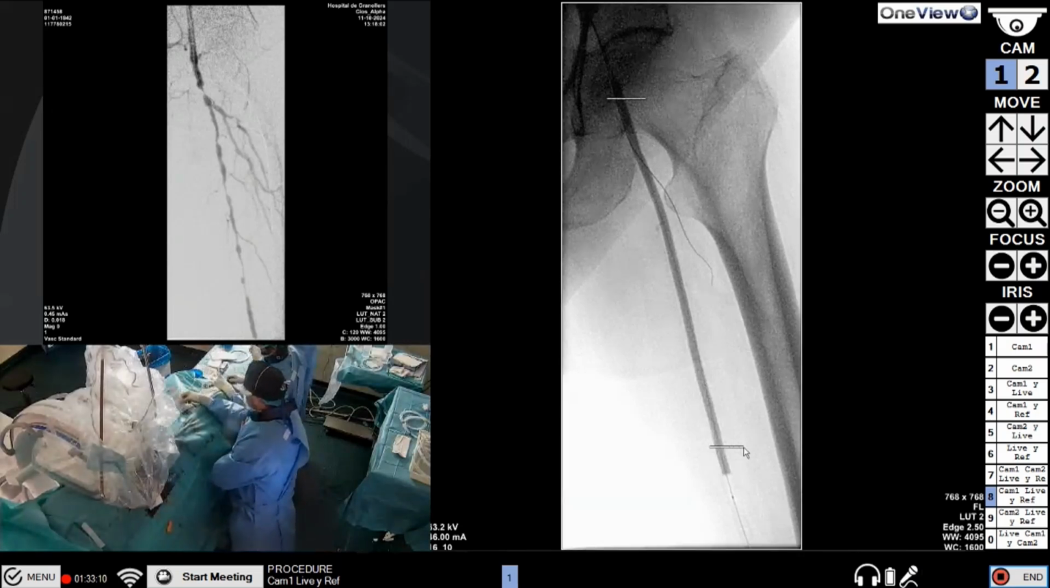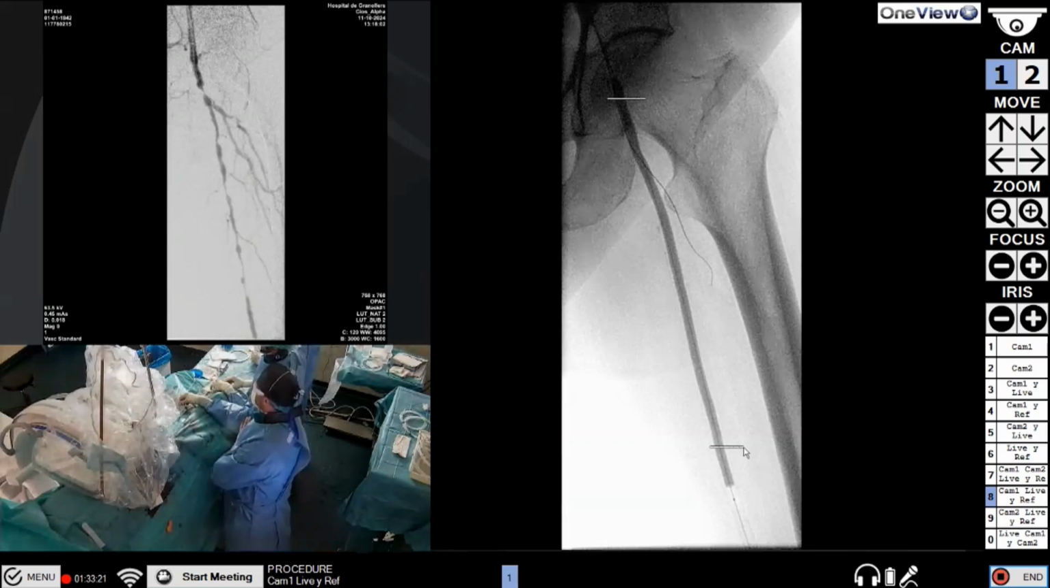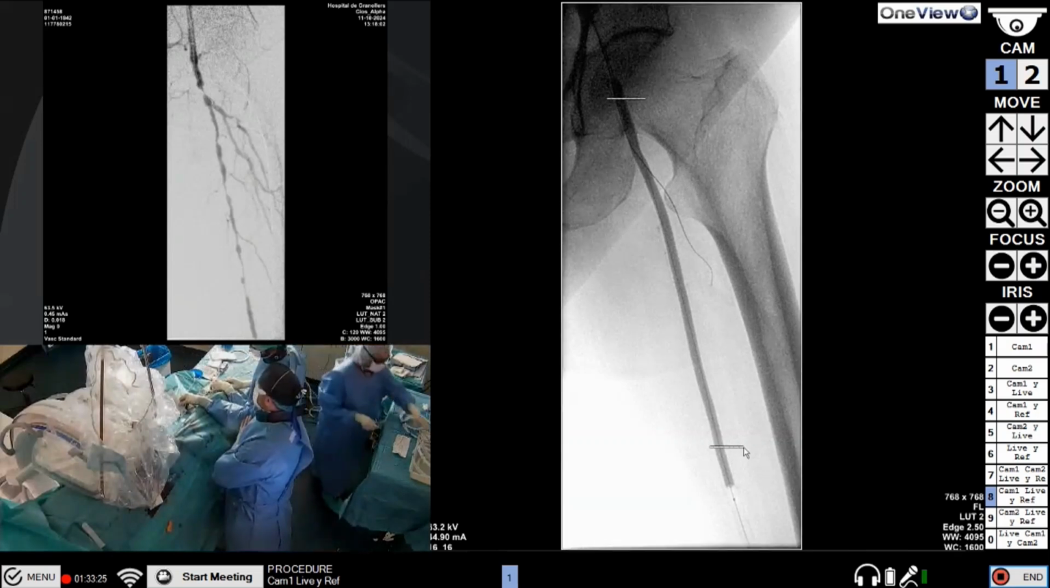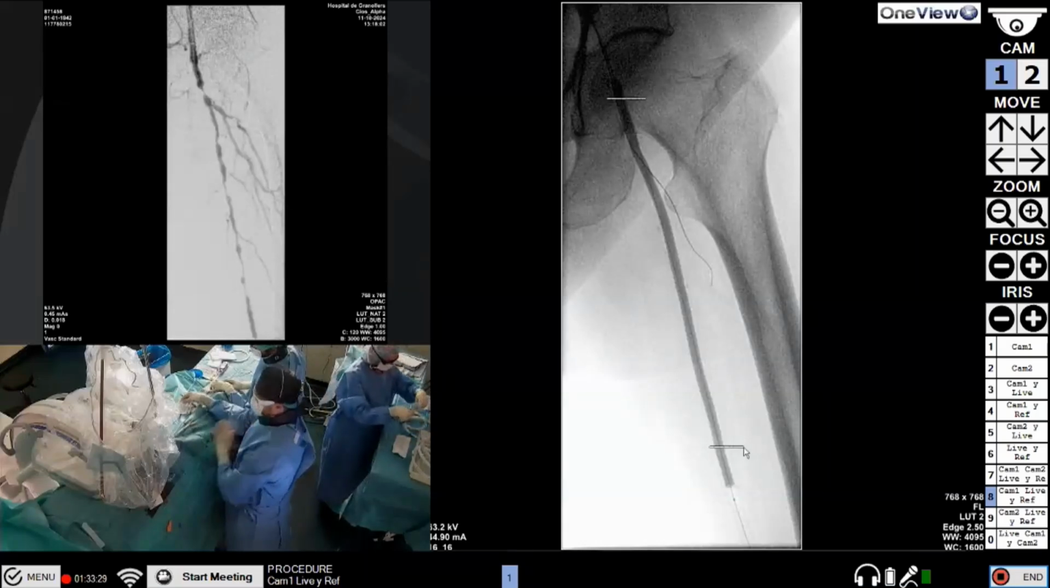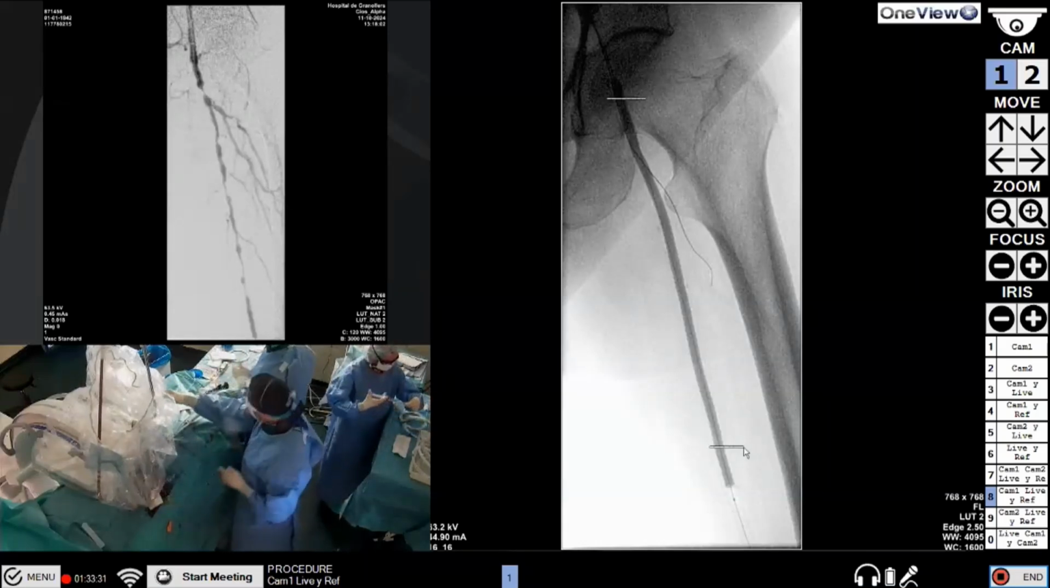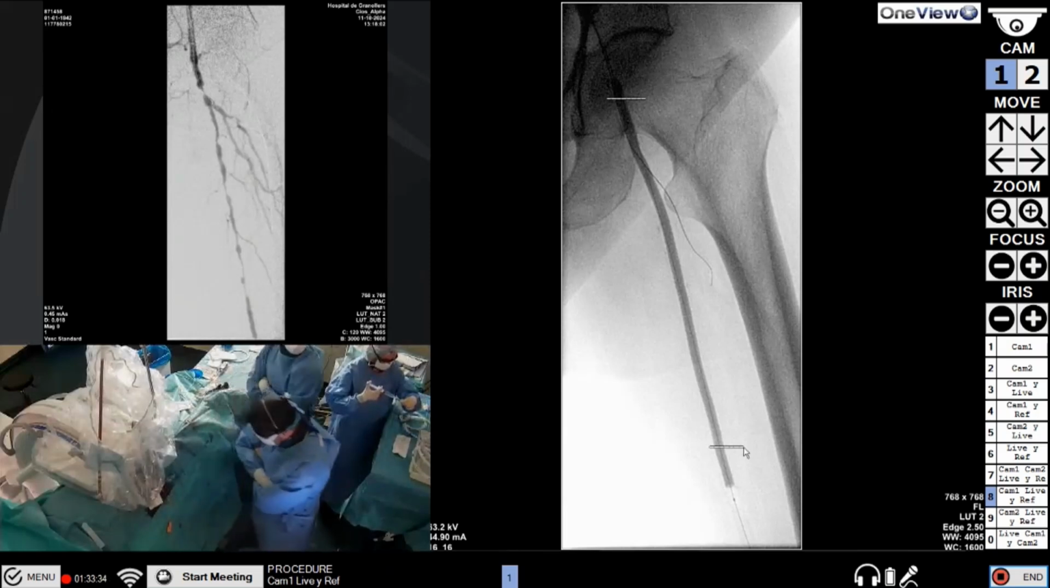Marc, it's Fernando. Can I ask you a question? Yes, of course. When you treat this kind of lesion, you are treating the ostium of the SFA and the common femoral, and you are protecting the profunda with a guide wire. How do you deal with this bifurcation? Sometimes we are aggressive with the stenting of the ostium of the SFA, and we see a small narrowing at the origin of the profunda. Would you treat it or not?